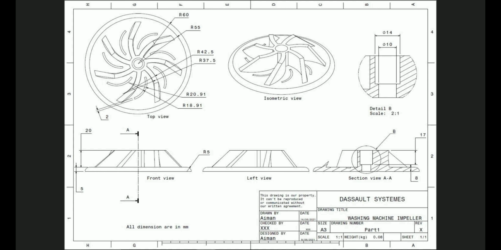This is the drafting part of our product. As can be seen in the video, we have the top, front, side, isometric, and sectional views of the product. The detailed view is also shown in the video for the hole at the center of the impeller. All dimensions in millimeters are included to ease the designer of the product.